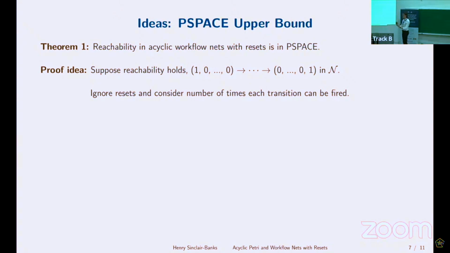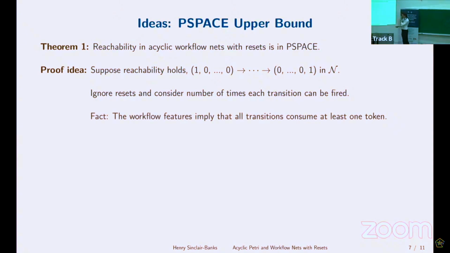And we're going to consider the number of times each transition is fired. Why ignore resets? Well, if you just pretend to remove resets from your model, then the markings that you see after firing a transition are only going to be bigger, because resets only decrease the number of tokens that are available. So if you ignore them, you see bigger markings. I'm going to argue that even once resets are ignored, the markings you see are not so big.